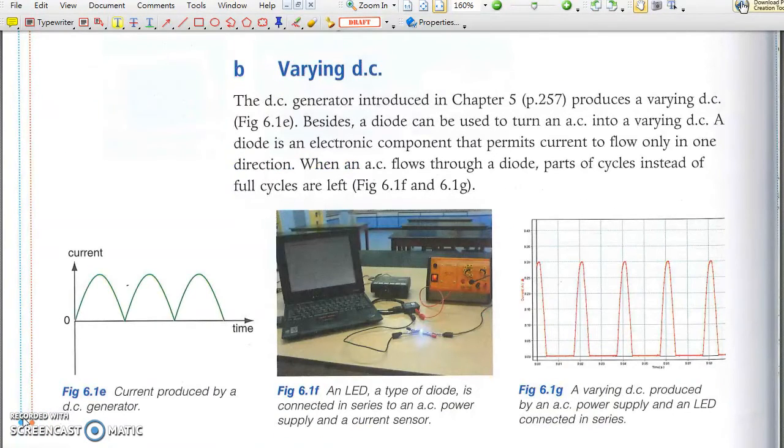B. Varying DC. A varying DC has a changing magnitude. It may have any shape as long as the magnitude is not constant. The most common varying DC looks like that in figure 6.1e, which is converted from an AC using a diode.